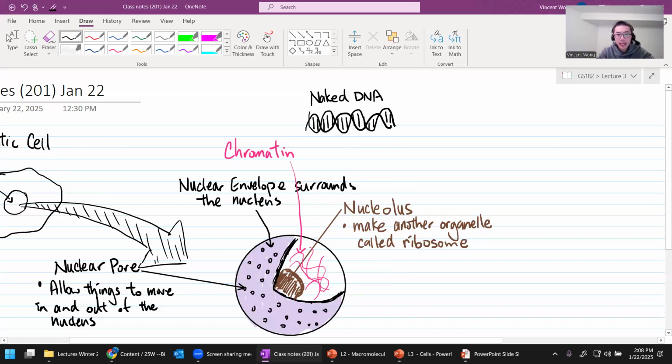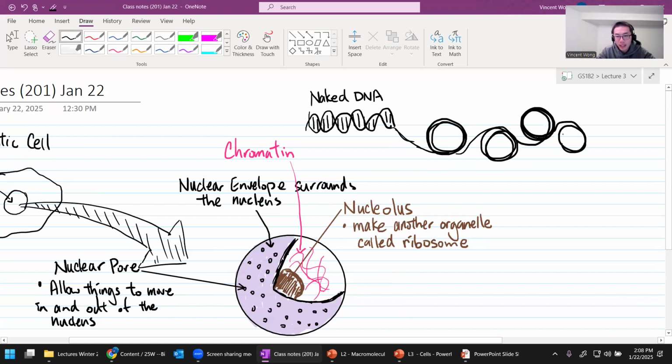Well, the DNA actually needs to wind itself up around proteins. So there is going to be a protein right here in the middle, and the DNA just kind of goes around it. There is going to be another protein here, another protein here. The easiest way to visualize this is to think of a yo-yo.